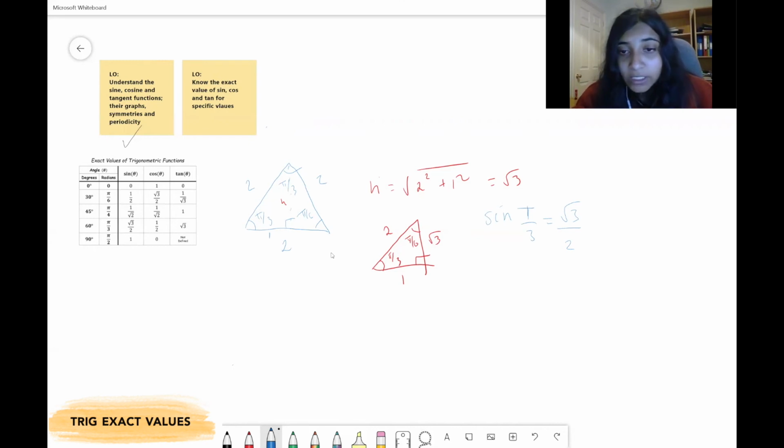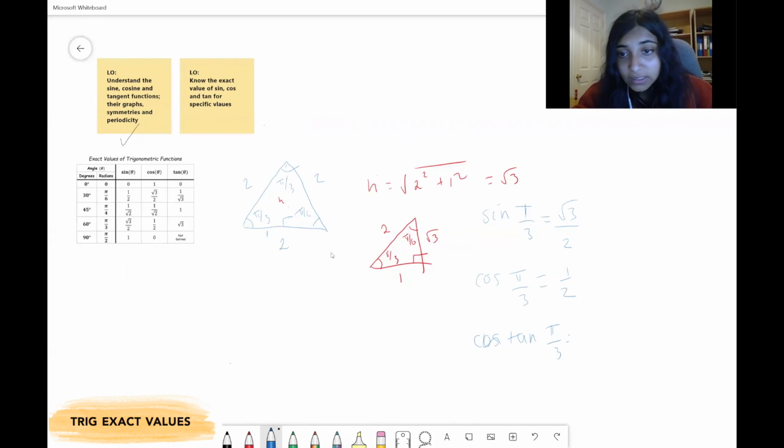And now if you were to do cos of pi over 3, that's just SOHCAH, so that's the adjacent over the hypotenuse, so that's just a half. Then if we were to do tan of pi over 3, that's just TOA, so the opposite over the adjacent, and that's just root 3.